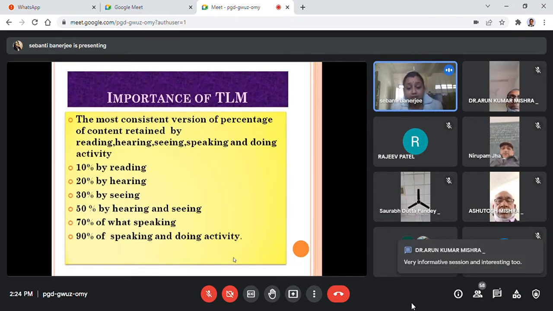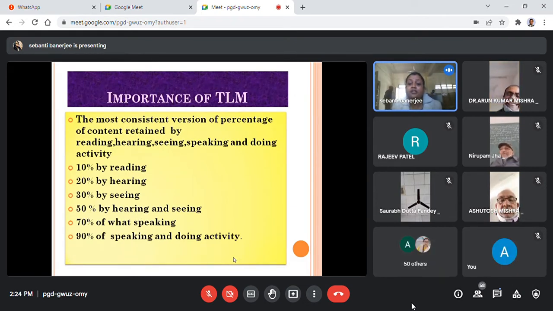And if the students are brought in front and given the chance to speak about or to demonstrate the TLMs they have prepared, then it will increase up to 70%. And yes, if we give them the task to make their own TLMs, then it will increase to about 90%.